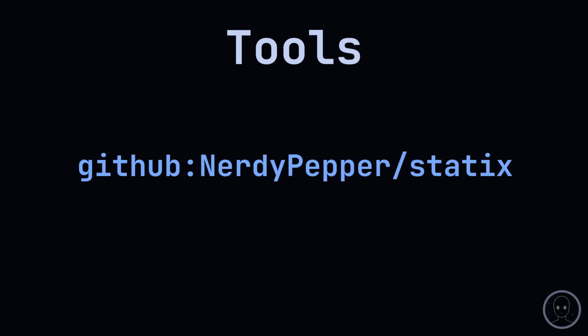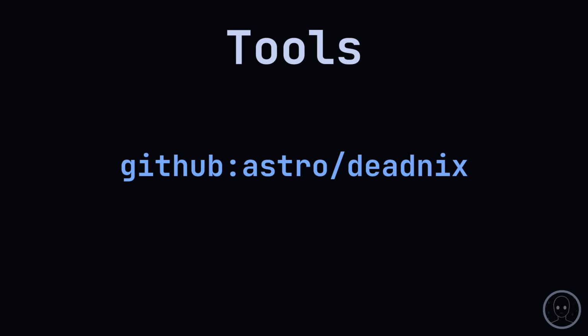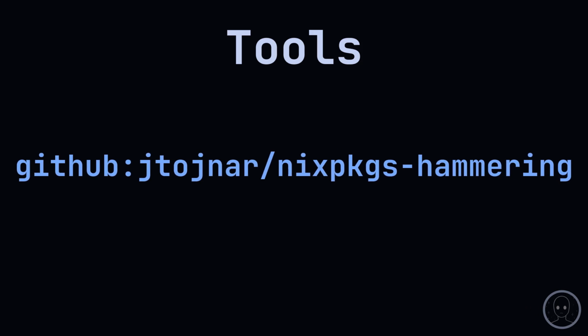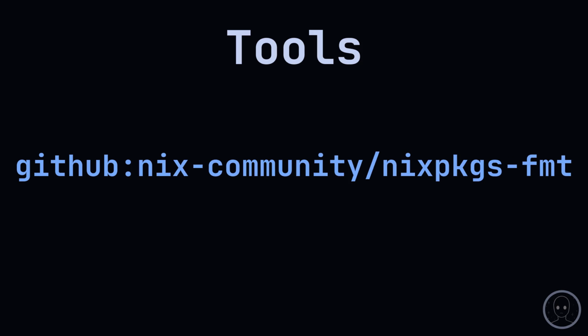Some nice tools to keep your Nix Packages contributions clean include Statix. This will show you some lints for your packages. Dead Nix. This will remove dead code. Nix Packages Hammering. This will run your package code and provide lints and fixes that ensure you keep to the Nix Packages standards and conventions. Nix Packages Format. This will format your package code to follow the Nix Packages standard.